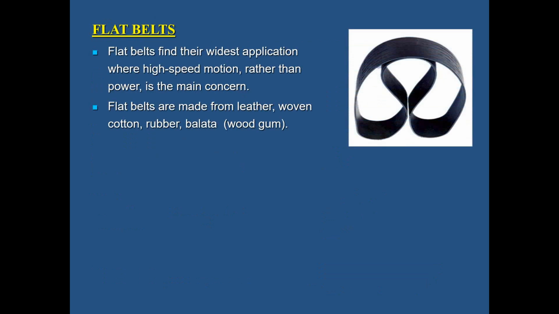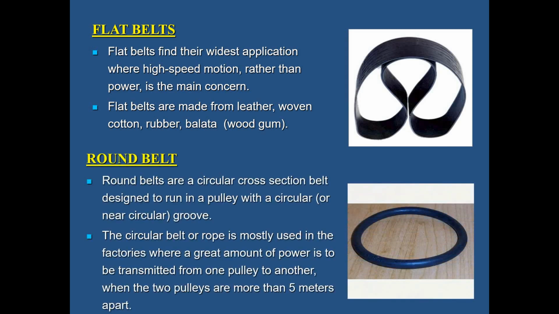First thing is about the flat belt. This is the exact shape of a flat belt drive, which is shown in the image. A flat belt will be used in most applications. The materials available for flat belt are leather, woven cotton, rubber and balata. And next thing is about the round belt.